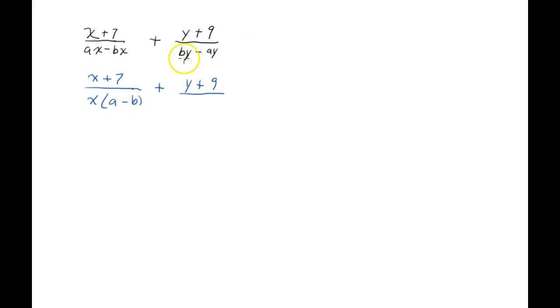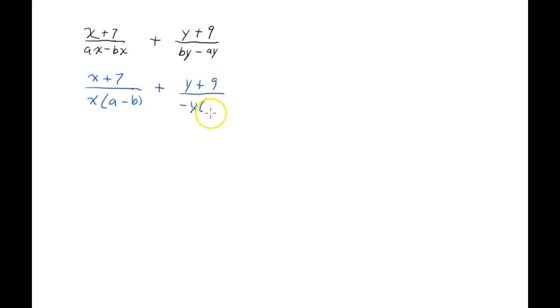If I factored out a y, I would have b minus a. So there's a little trick you can do when you have the subtraction reversed. You can factor out a negative quantity. So I'm going to factor out a negative y. And now look at what happens. Instead of it being b minus a, it's going to be a minus b.